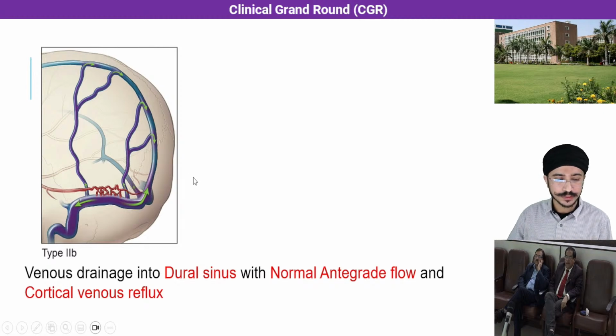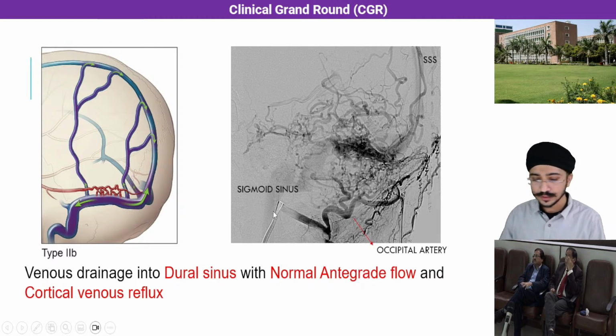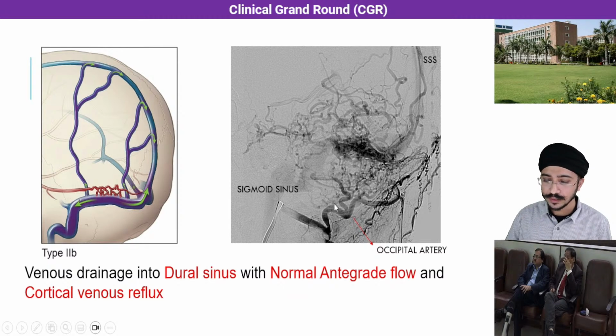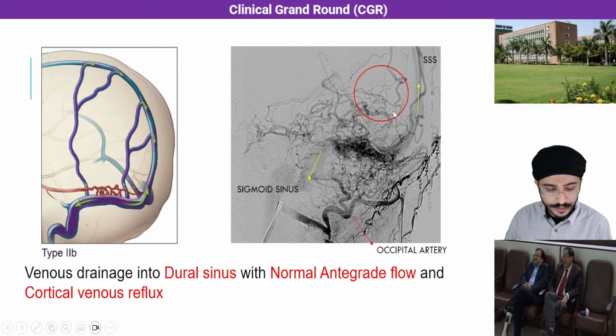In type 2B lesions, the fistula is at the level of the dural sinus, but apart from the retrograde reflux into the sinus, there is reflux into the cortical veins as well. Here in this image, this is the occipital artery run again. We can see that this is the occipital artery, which is dilated and tortuous and has multiple feeders that are draining into the transverse sinus, and there is retrograde flow into the superior sagittal sinus, anterograde flow is seen into the sigmoid sinus. Plus we see that there are multiple dilated cortical veins as well. So now it classifies as a type 2B Cognard type.